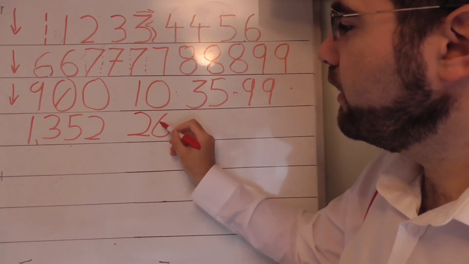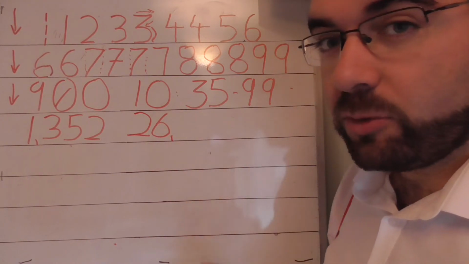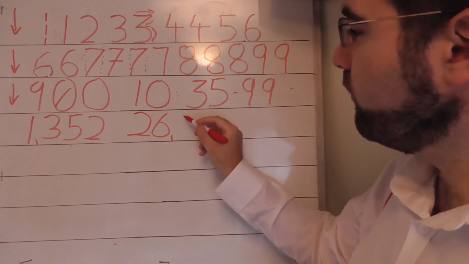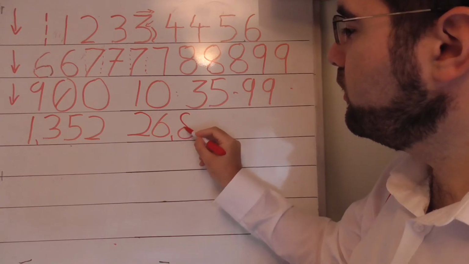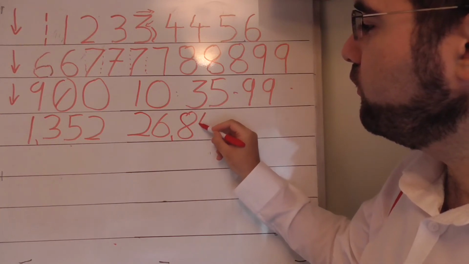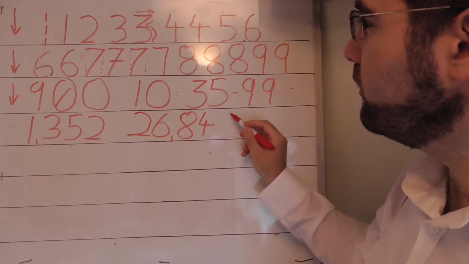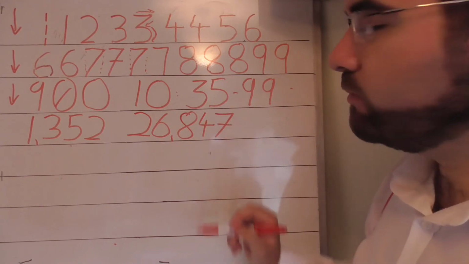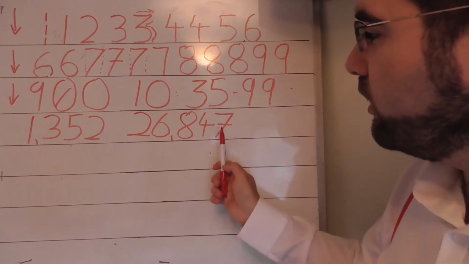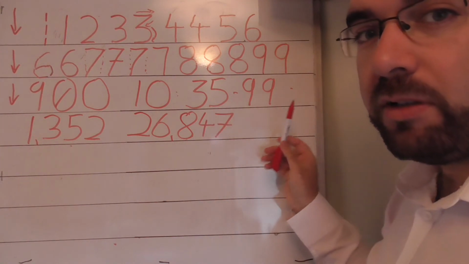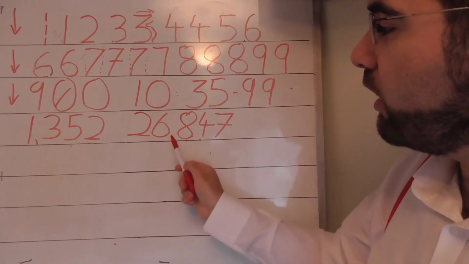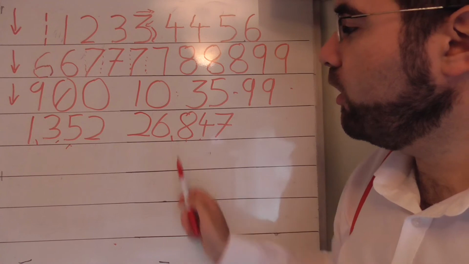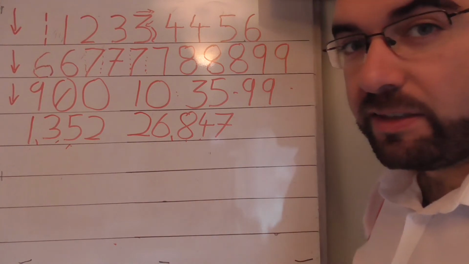26, comma, 26,000. 847. Very good. Every 3 digits, going from right to left, we add a little comma. 1, 2, 3, comma. 1, 2, 3, comma. So we can distinguish it easier.